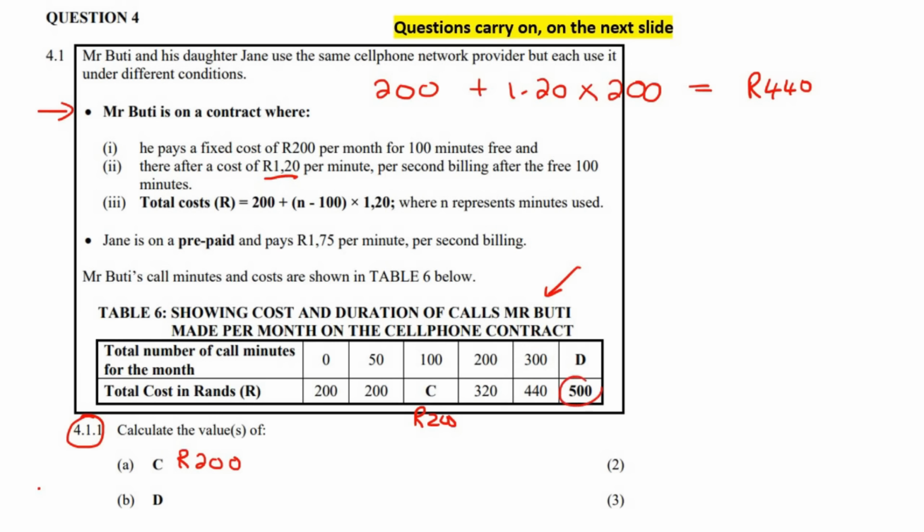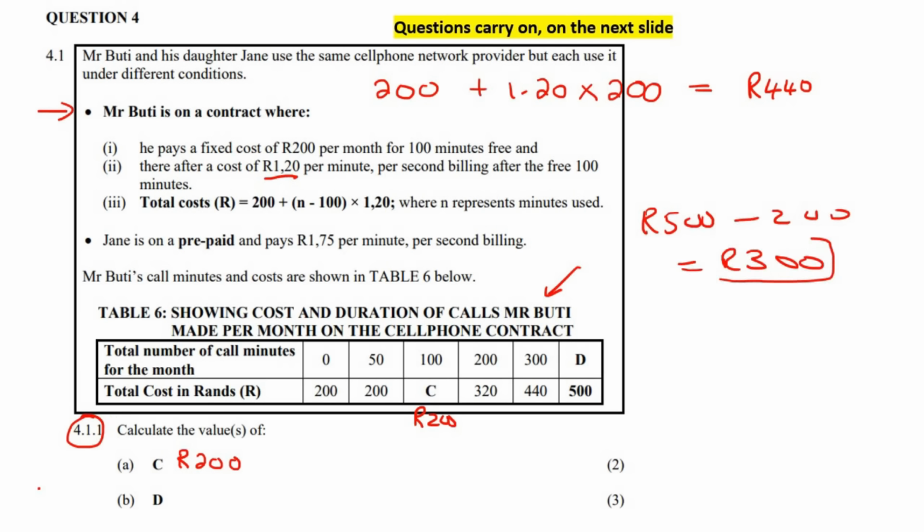So now it's 500, but now that's the cost. So we somehow have to work backwards now. Now, how would you do that? Well, what you can do is, this is the total cost of 500 Rand, okay? But how much of that was from the monthly contract? Well, 200 Rand is for the monthly contract. So you could say 500 Rand minus 200, and that's going to be 300 Rand.